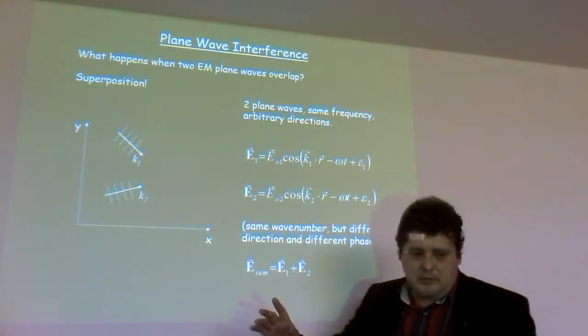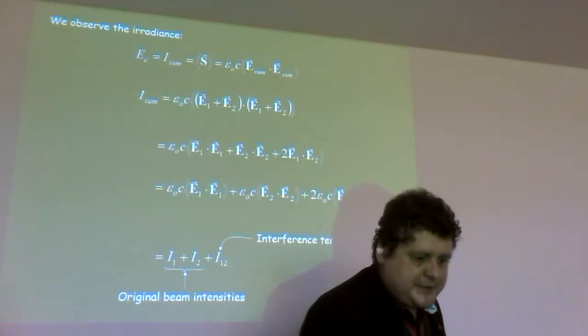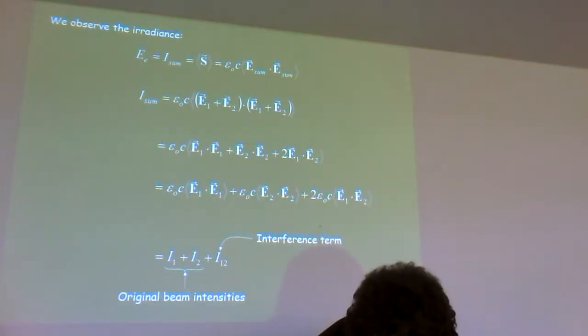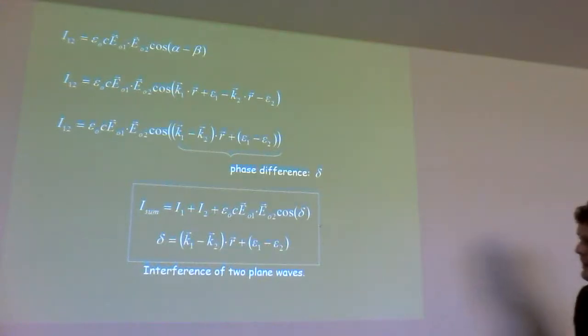Here we just consider two waves, and from simple mathematics we can show that we are able to prescribe the interference term, which is important. With a continuation of some algebra, we are able to define this phase difference and come to the form that describes the interference of two plane waves.